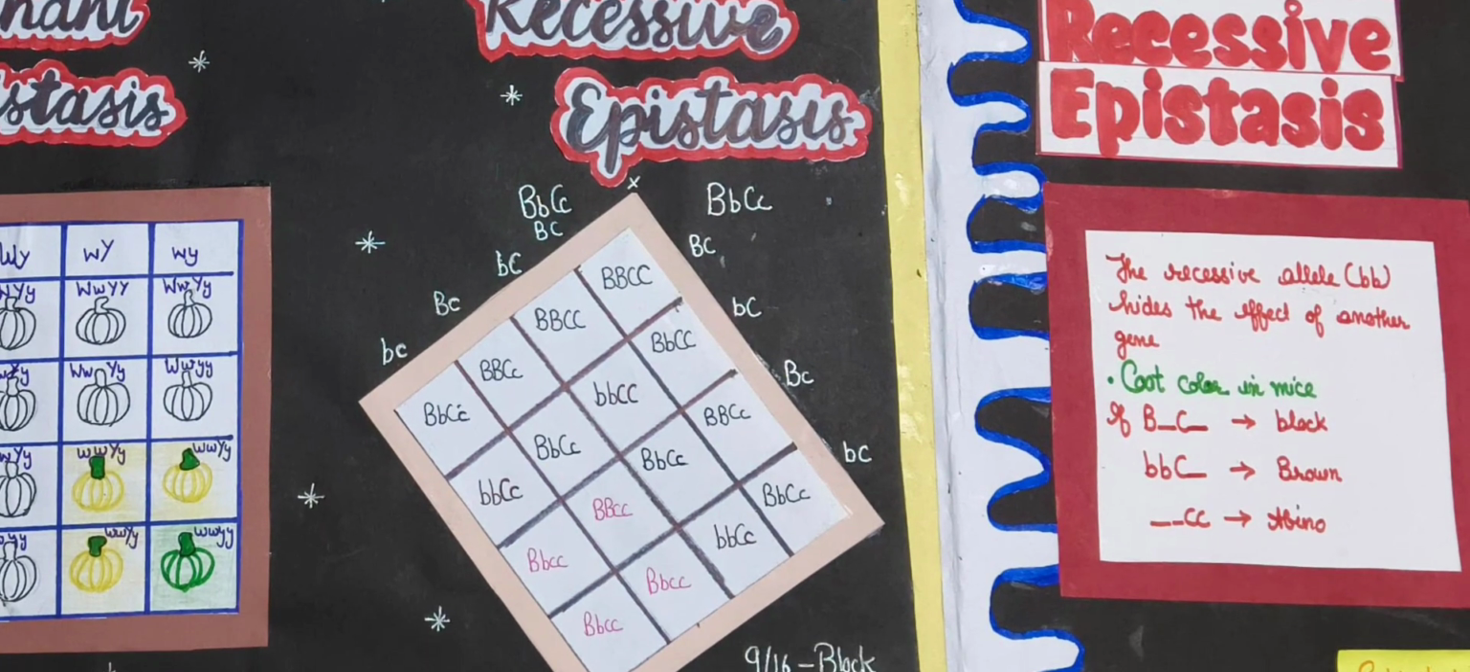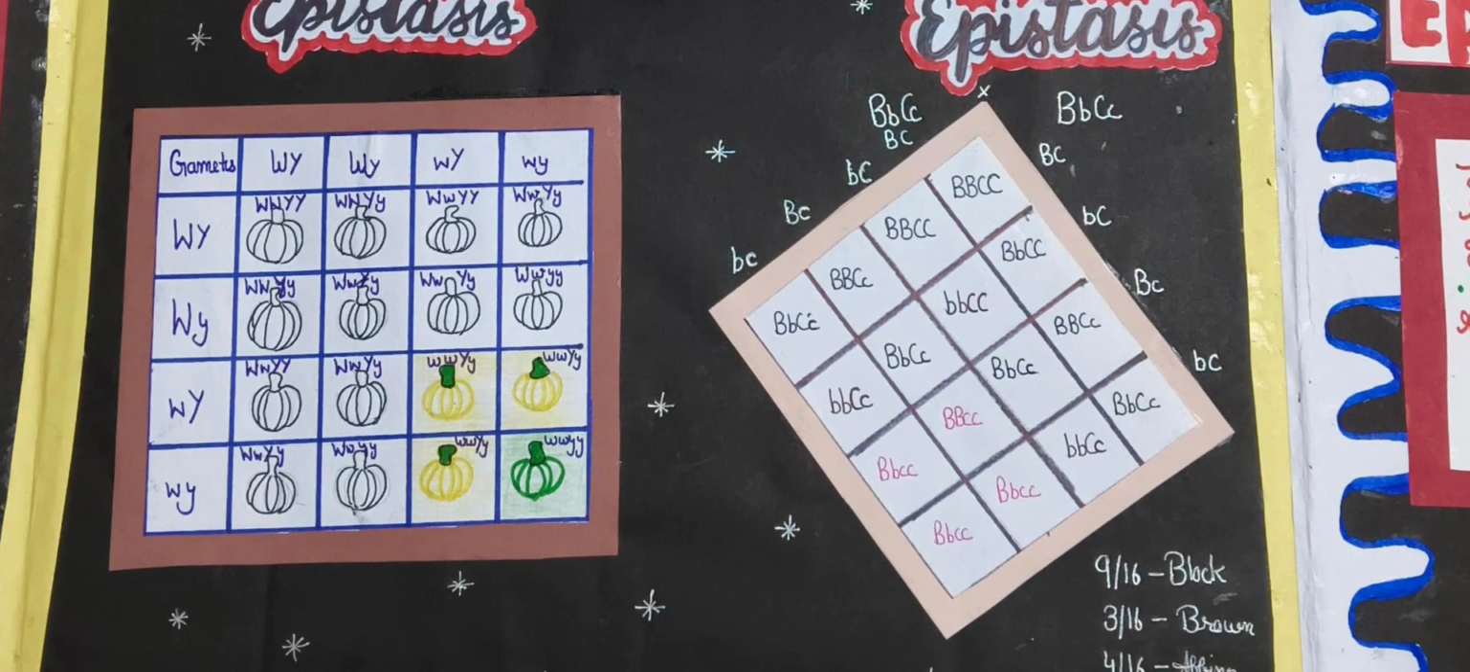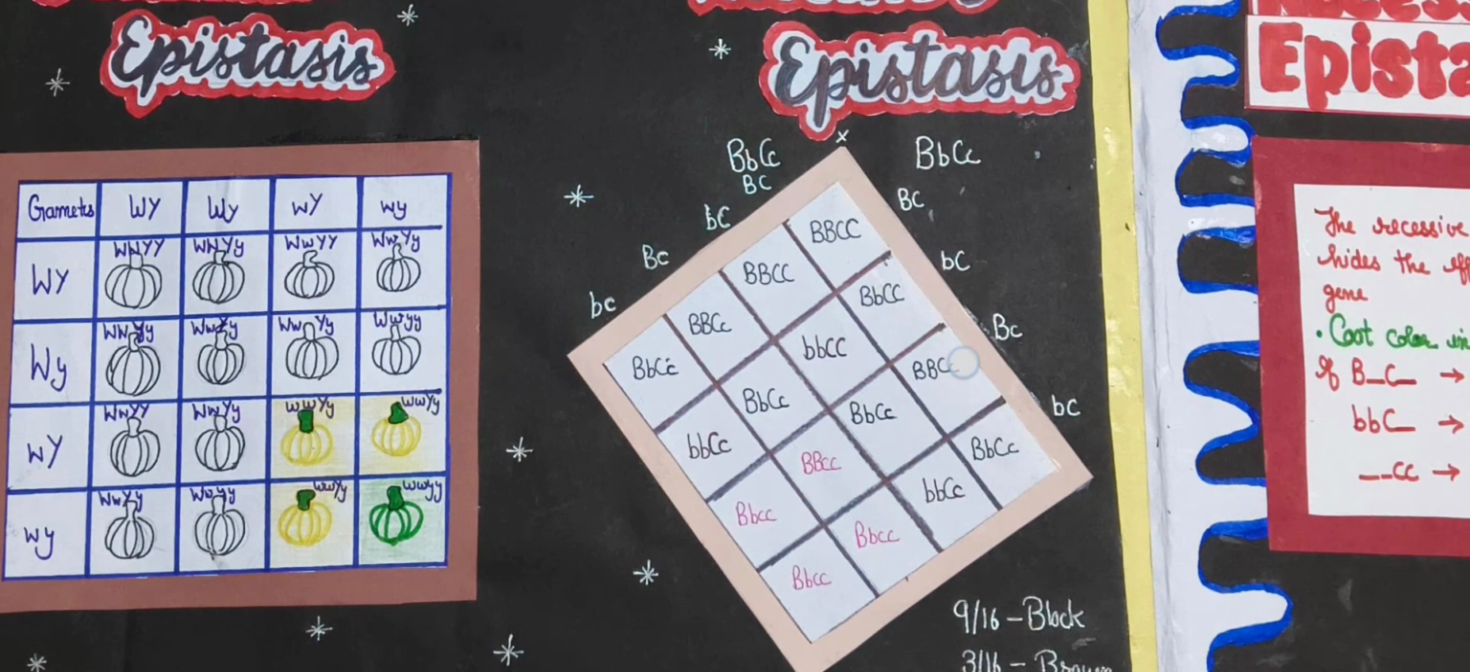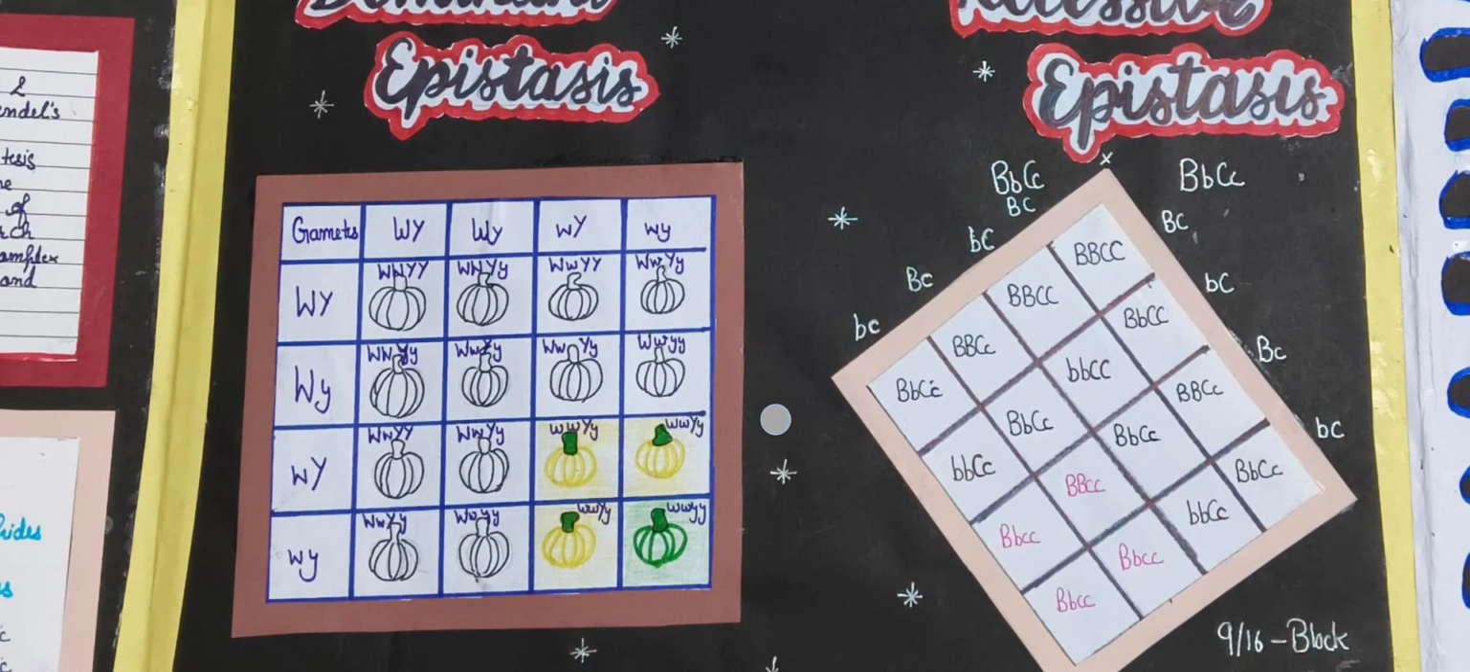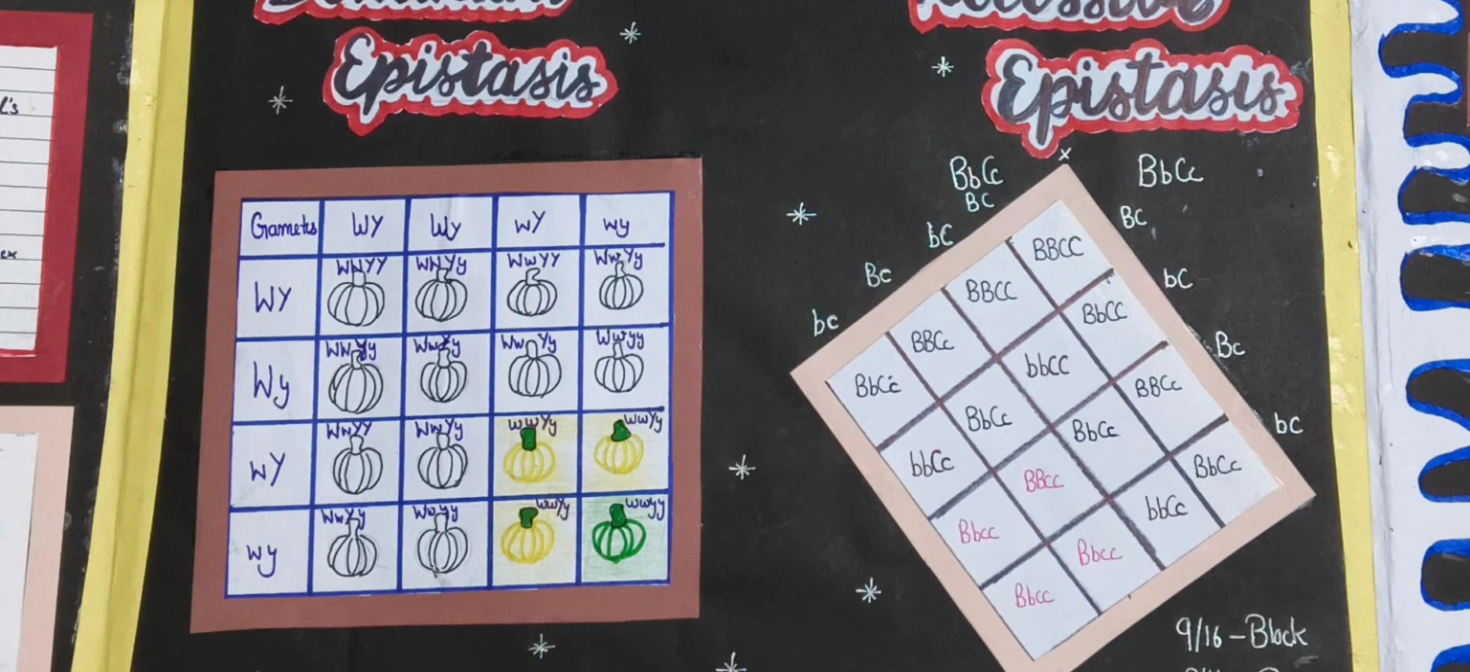The ratio is 12:3:1 in the case of dominant epistasis. So one gene is masking the effect of the other gene at another locus. A single capital Y is yellow, and when there are double recessives, then it is green.